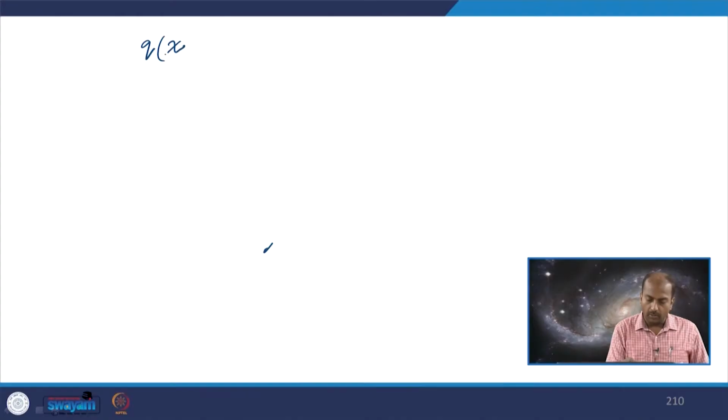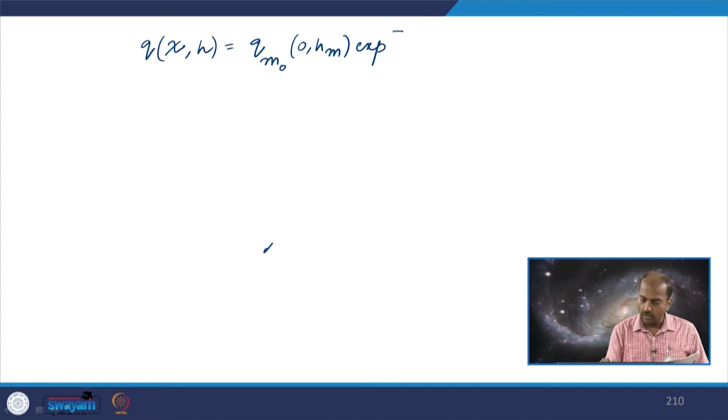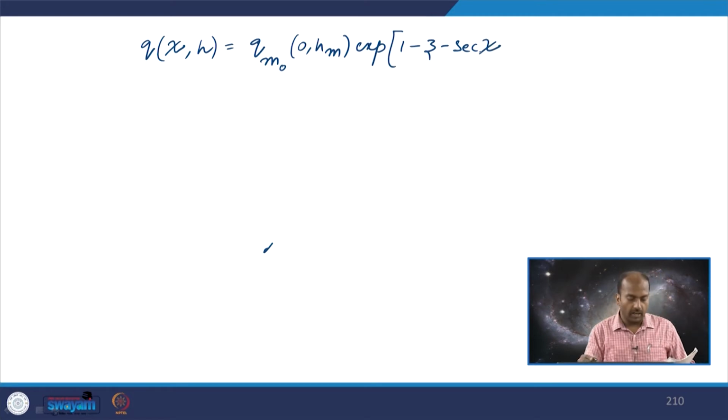So we have stopped deriving Q, which is the production rate, as a function of the solar zenith angle and the height as Q m0 exponential of 1 minus z minus secant chi e to the power of minus z, where the height is now given as z, where z is the height above the peak production. So the height is normalized with respect to the scale height, which is above the peak production.